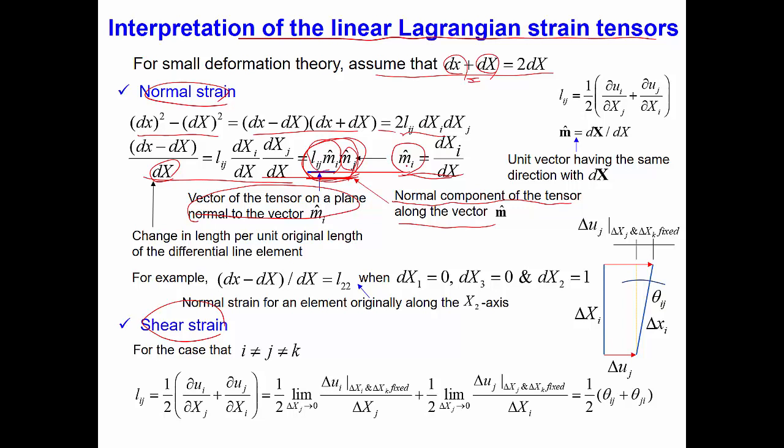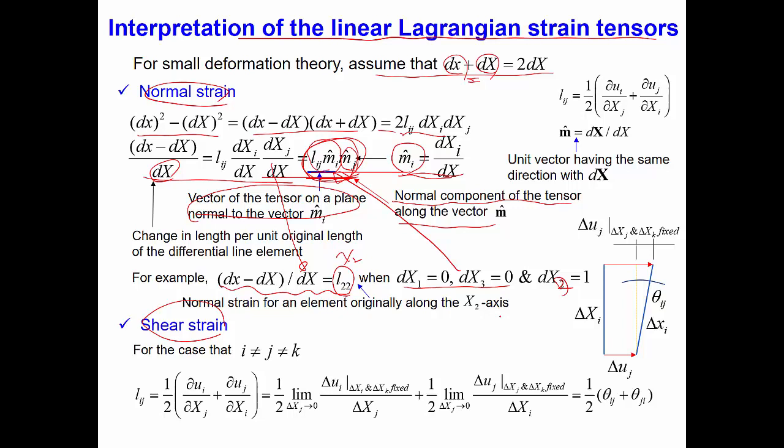Now let us check a specific case where dx1 and dx3 are equal to 0 and dx2 is equal to 1. Applying these conditions to this equation, we can obtain this equation, implying that element L22 means normal strain along the x2 axis.